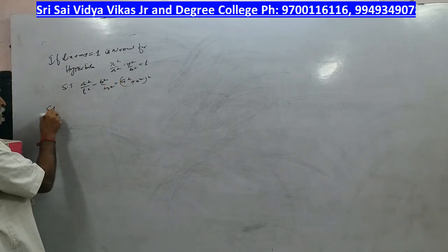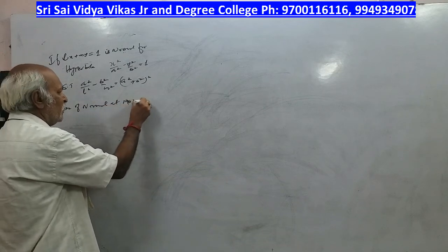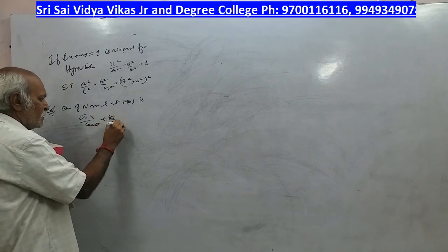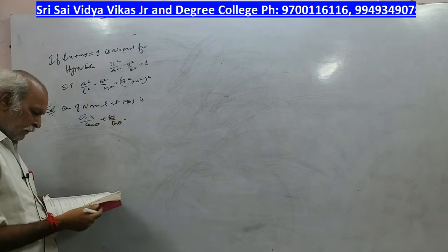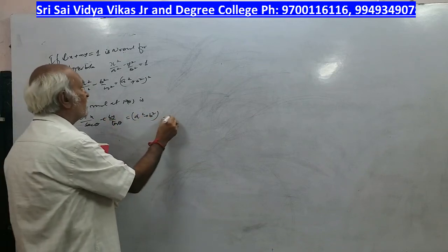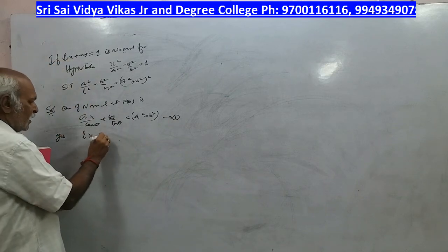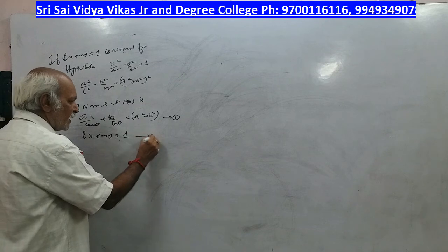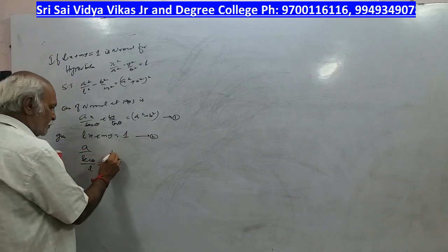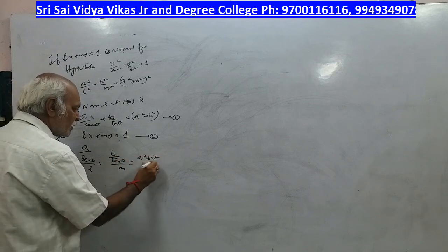Now solution. Equation of normal at p theta is ax by secant theta plus by by tan theta is equal to a square plus b square. Call it as equation number 1. Given, what is the line equation? lx plus my is equal to 1. Second equation. Compare again. a by secant theta by l is equal to b by tan theta by m is equal to a square plus b square by 1.